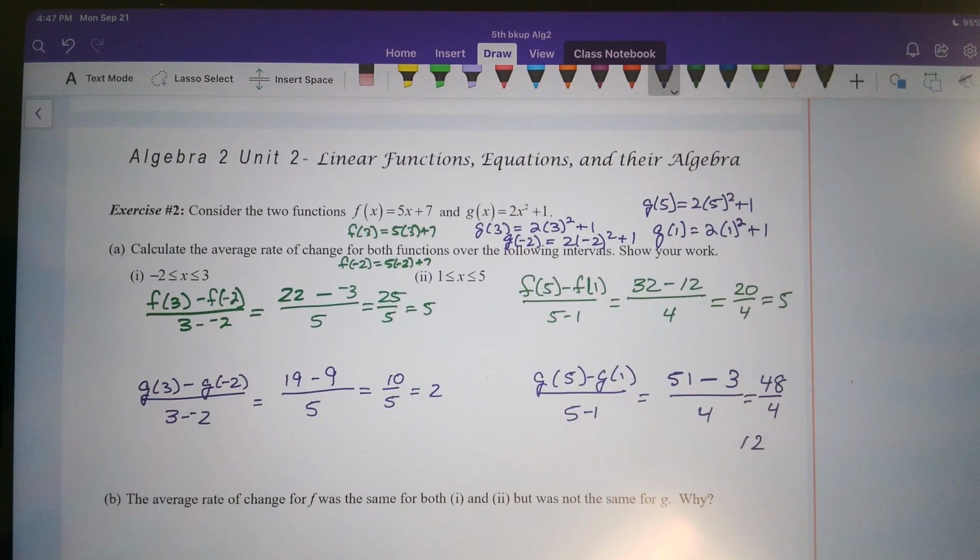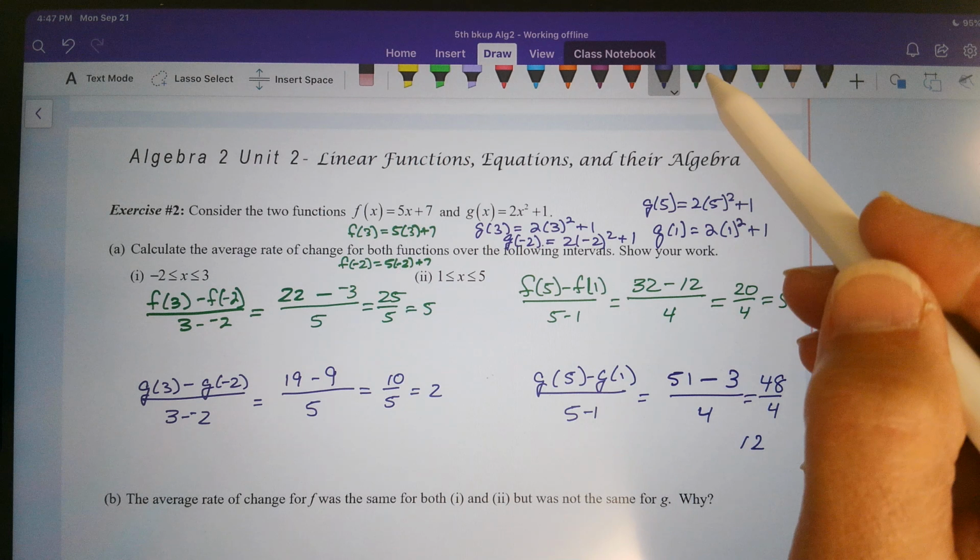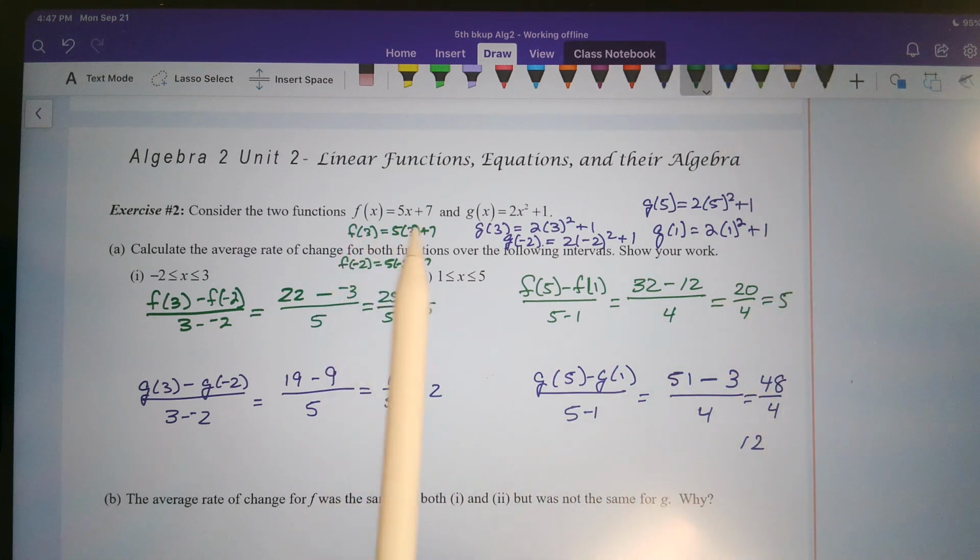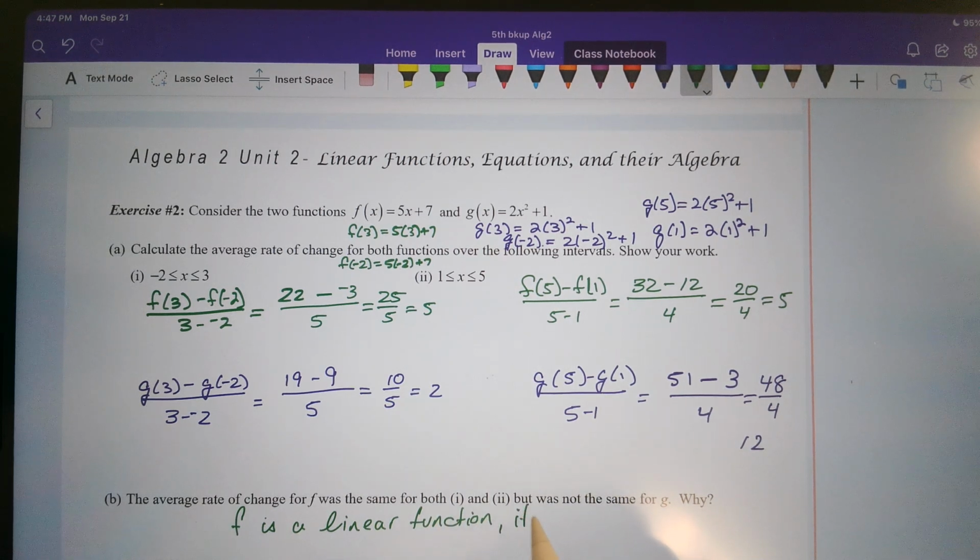The average rate of change for f was the same for both I and double I, but was not the same for g. Why is that? Well, let's look at f. All right, what type of function is f? F is a linear function. Its average rate of change is a constant.